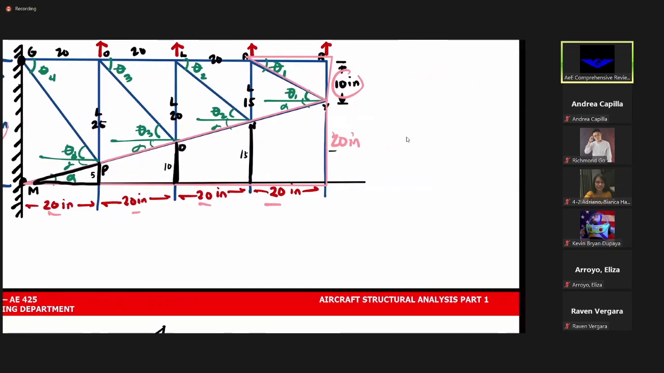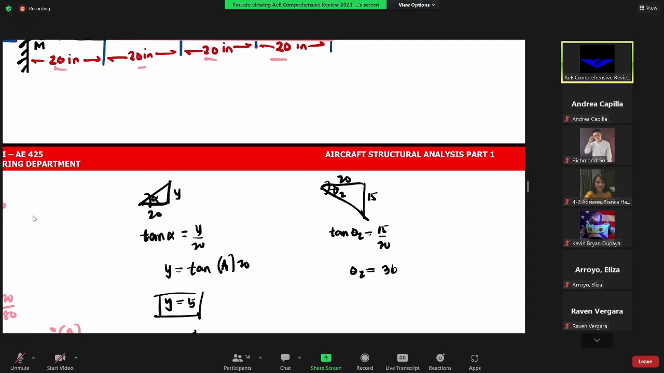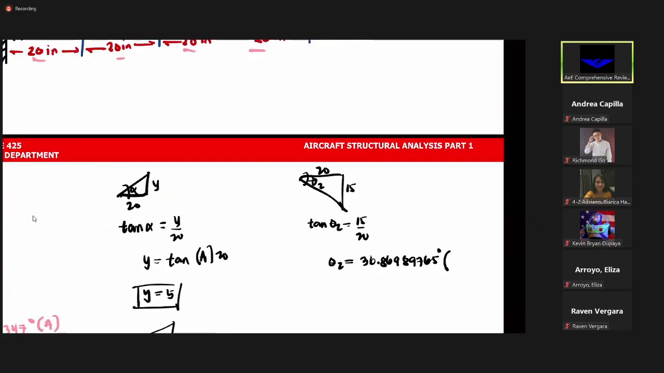So, para sa triangle ng theta sub 2, meron akong theta sub 2, meron akong 20, meron akong 15. And then, tan theta sub 2 is equal to 15 over 20, and theta sub 2 is equal to arctan 15 over 20. So, ilan? Okay, so that is 36.86989765, store. So meron tayong store A, store B, so that is store C.